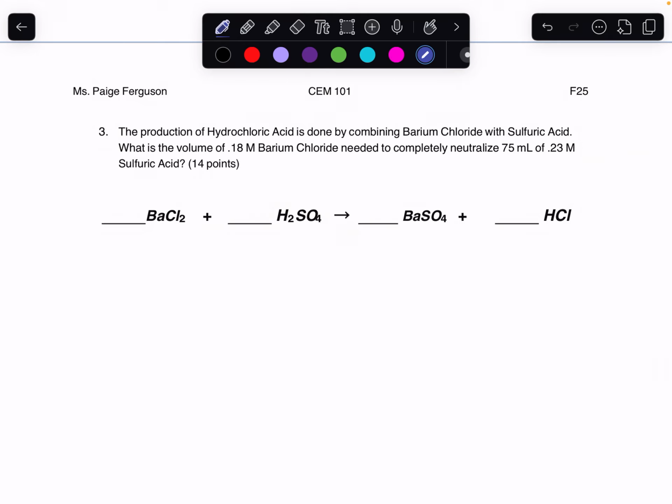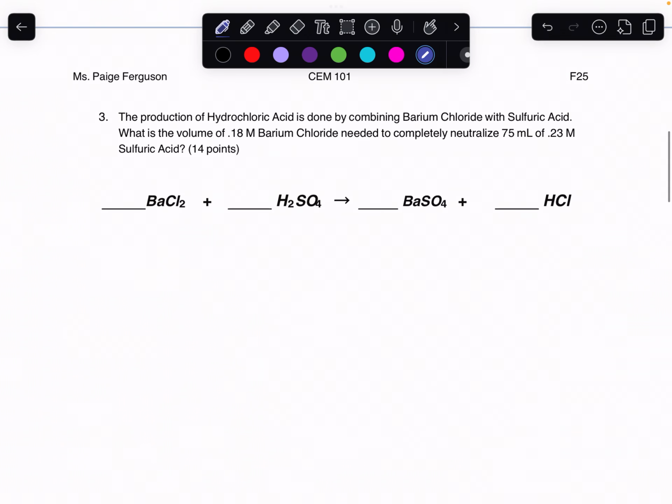So this is very similar to the theoretical yield problem that we do, the moles to grams conversion. But in this case, we're dealing with volume and molarity, right? So we are changing up the units a little bit, but the process is very similar.